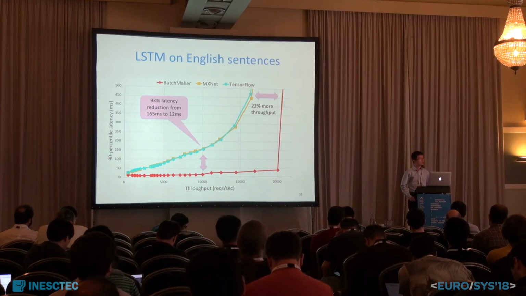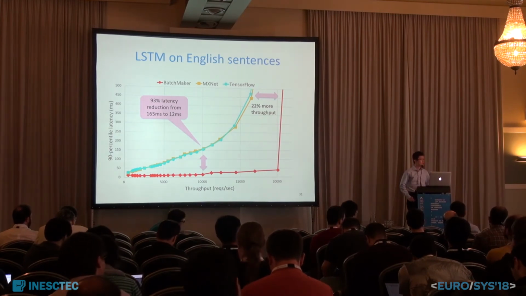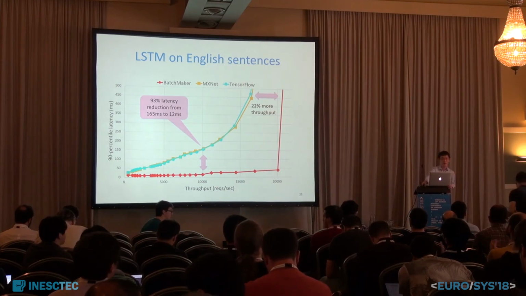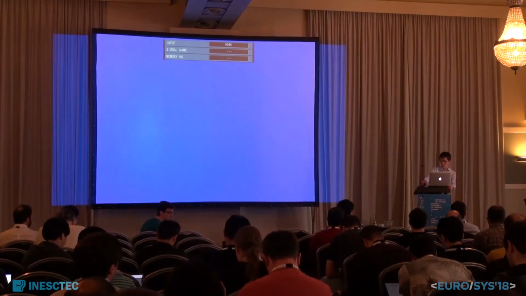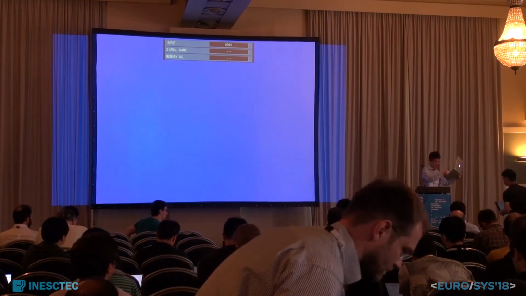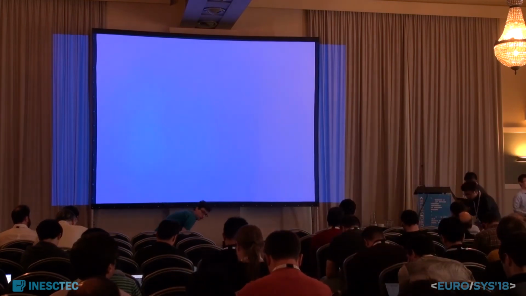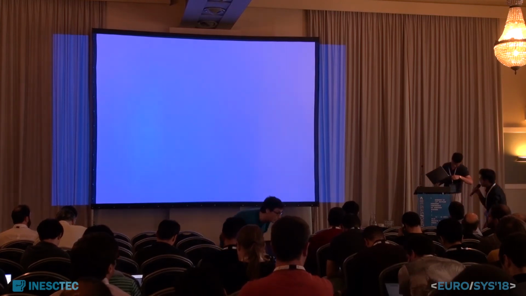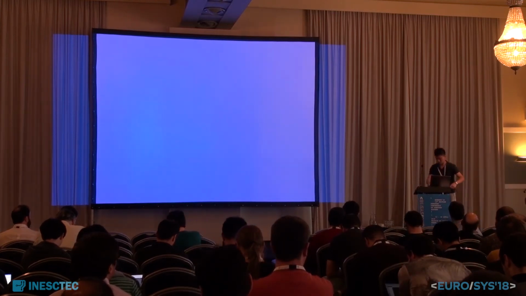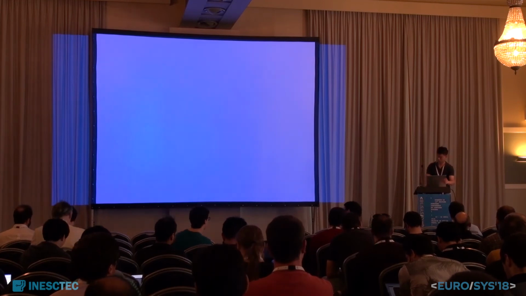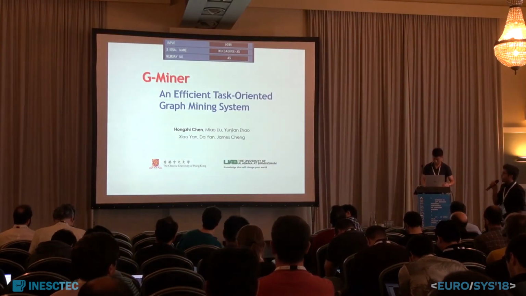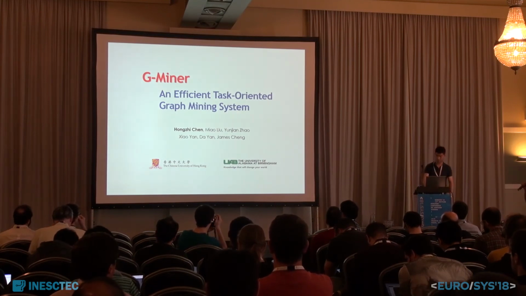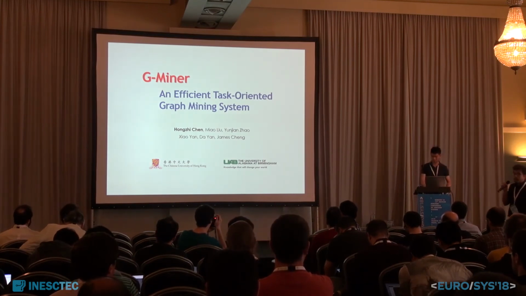All right, so that's it. Let's thank the speaker one more time. So the next talk is from the Chinese University of Hong Kong. It is about a system called G-Miner, which is a system for doing graph mining. It will be presented by Hongzi Chen, and the title of the talk is G-Miner, an efficient task-oriented graph mining system.